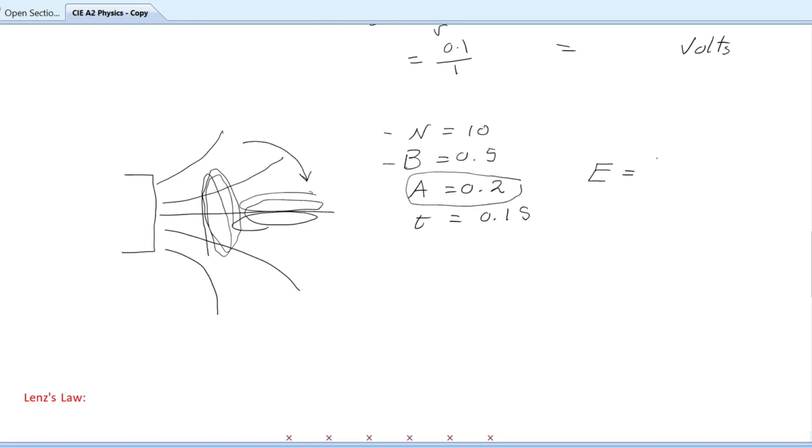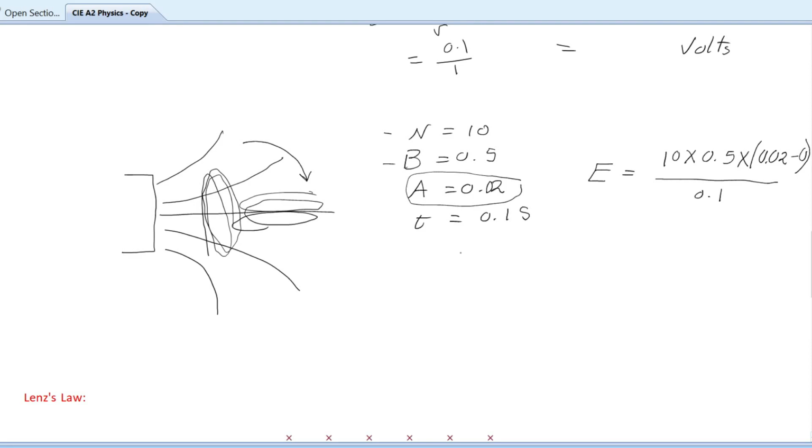So now you have 10 multiplied by 0.5, which is still the same region, but now you change the area from 0.02 perpendicular to the flux to 0. Then you divide by the time.